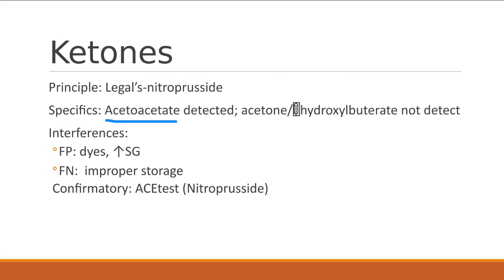Your confirmatory test, usually you see it as an Acetest, but this is a nitroprusside, which is also the principle for ketones. But it's a confirmatory test. The procedure is in procedure 6.4 in your book. And ketones form from your fatty acid metabolism. Ketones are for producing energy.